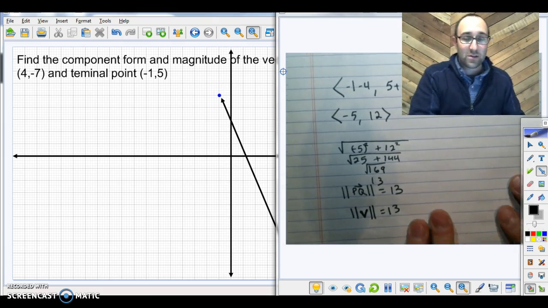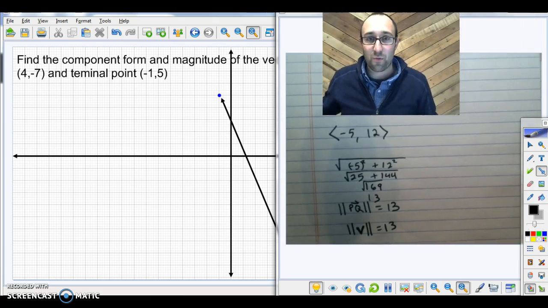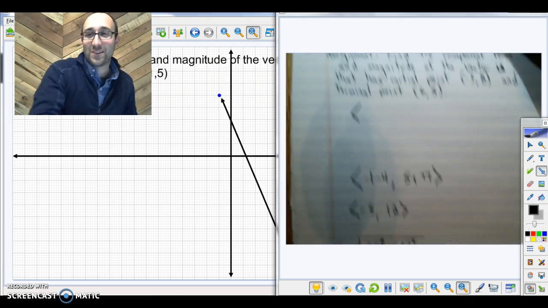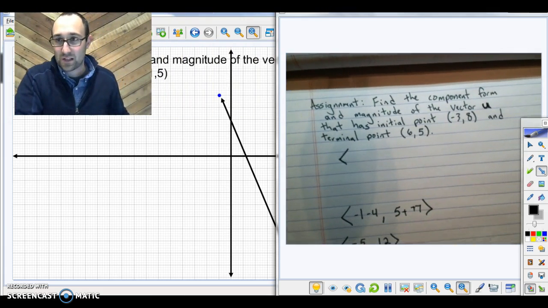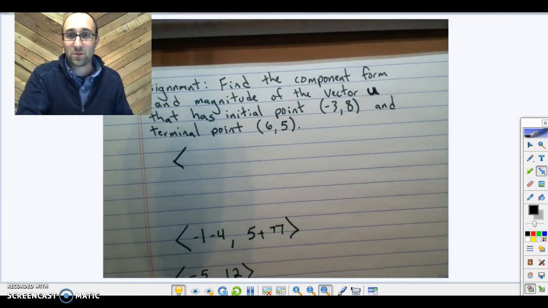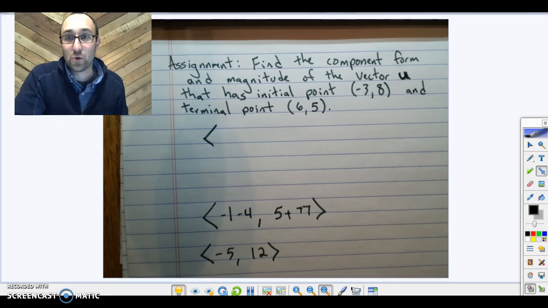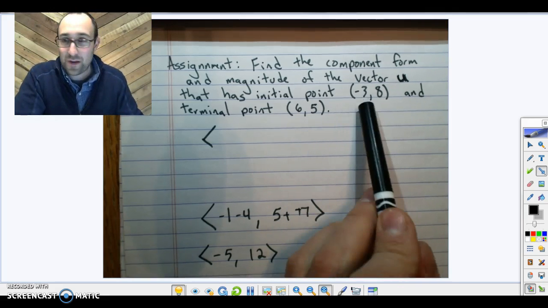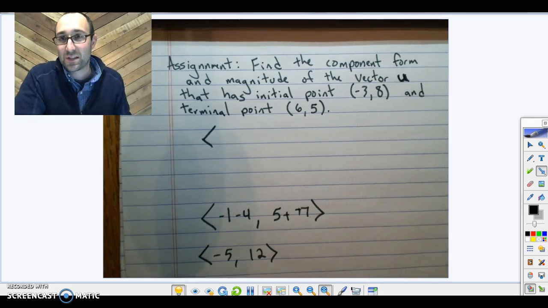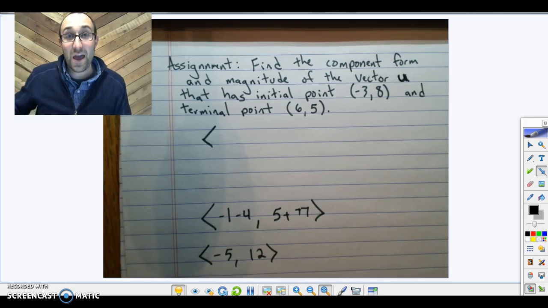There you go. All right, so before everyone else starts to break down crying, let's do this assignment. Here's what I expect you to get done, and I can just make this full screen so it's a little bit easier to see. Find the component form and magnitude of the vector u that has initial point -3, 8, and the terminal point 6, 5. All right, and good luck.